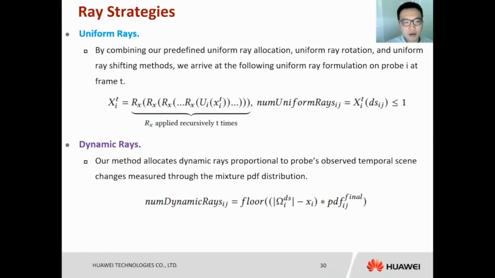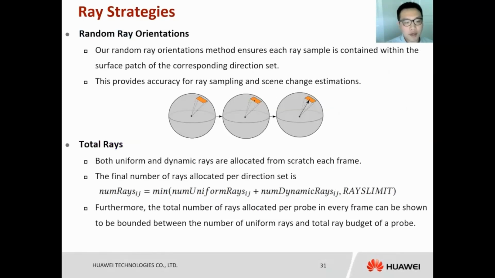By combining our previously mentioned uniform ray approaches, we arrive at the following formulation for the uniform ray, where every direction set is allocated at most one uniform ray. Our dynamic ray is allocated after considering the uniform ray allocation for a probe. We multiply the rest of the ray budget with the mixture PDF distribution to compute the dynamic rays. For a random array orientation, our strategy ensures each ray sample is contained within the surface patch of the corresponding direction set. This provides accuracy for ray sampling and scene change estimations.